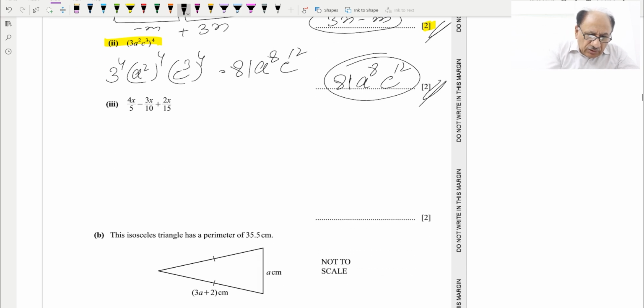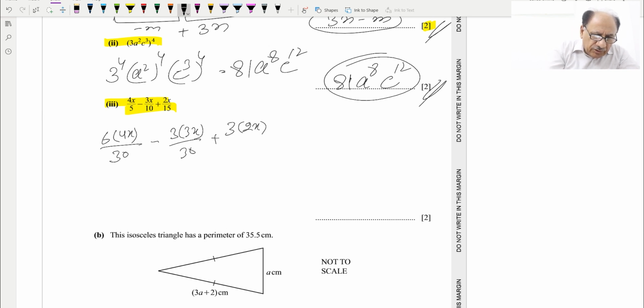Now this expression, this fraction is given. We need to solve this basically. So what we can do is we can change the denominator, equalize the denominator. We can change it into 30. So 6 multiplied by 4x over 30, 6 into 5, minus this will be 3 multiplied by 3x over 30, and plus this will be 3 into 2x over, this will be basically multiply by 2. So we'll write here 2.